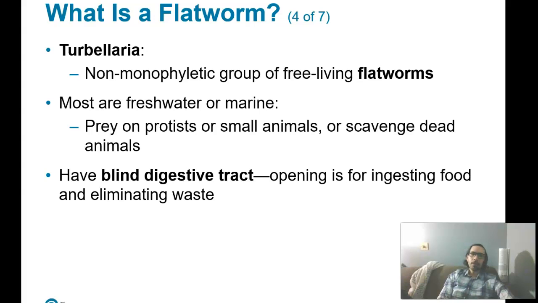Turbellaria are a paraphyletic group that consists of free-living flatworms. Most of them are freshwater or marine, and they can prey on things like protists or bacteria, and they can also scavenge on dead animals. They do have that blind digestive tract, so the opening is for ingesting food and also eliminating waste.